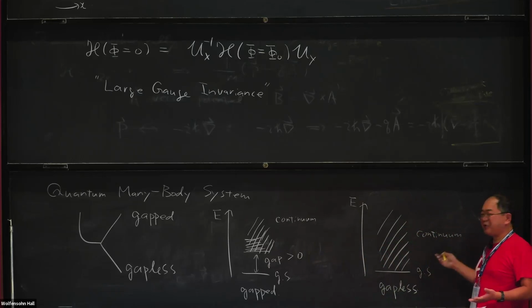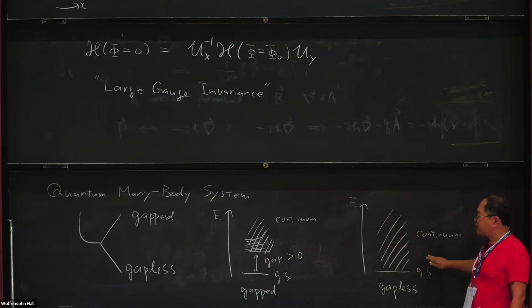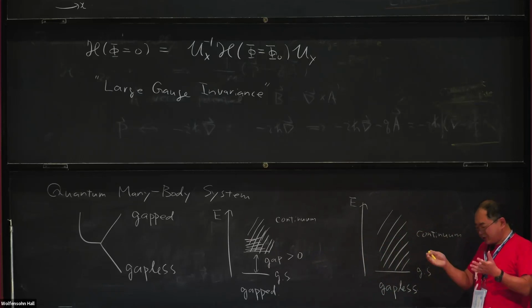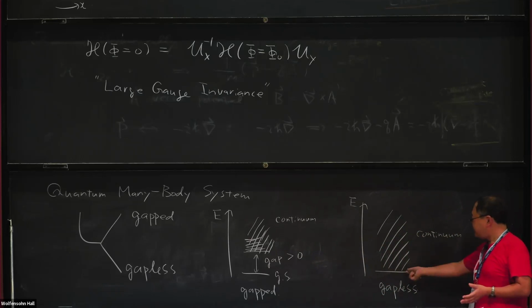systems like metals should correspond to this gapless state, because if you have a good conductor, then applying just an infinitesimal electric field, the system should start carrying the current, which means that you can excite the system with infinitesimal energy. So that corresponds to a gapless state.